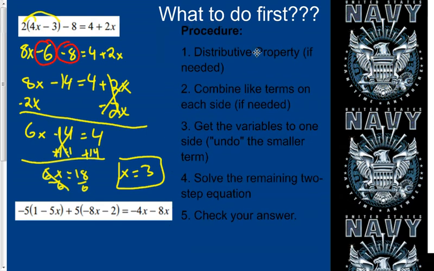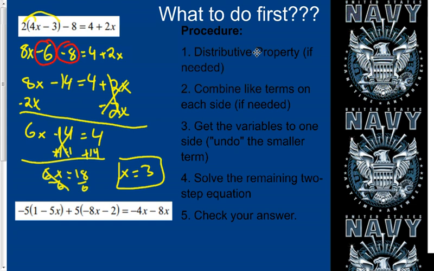Here's essentially the procedure. Distributive property always comes first, if you can do it. If there's anything that needs to be distributed, it has to be done first. So in our example, we multiplied the 2 by the two things in the parentheses. Then we got to look for any like terms that are on the same side. So on the left side, we had some like terms, and that was the only thing we could combine to simplify.